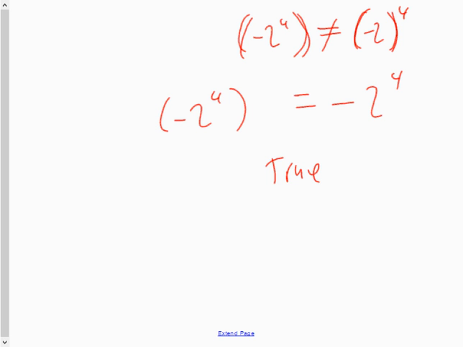If the question was this, is that true? No, that would be false, because the brackets are around the base, which is totally different than the brackets around the entire power.